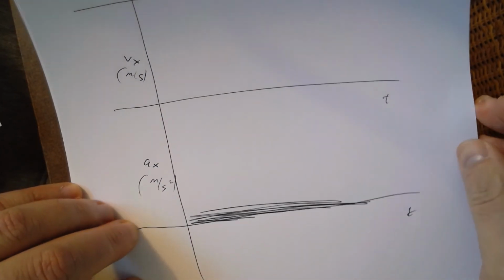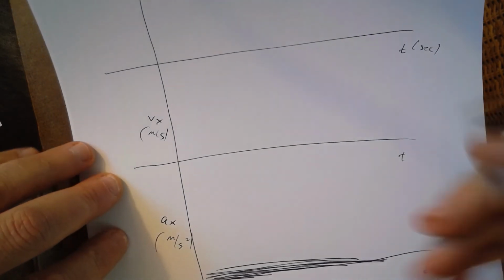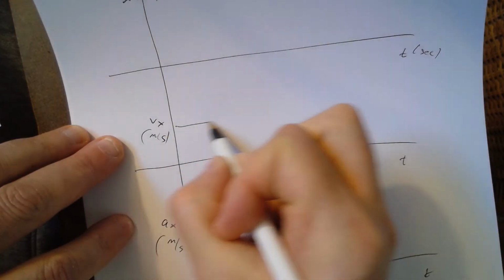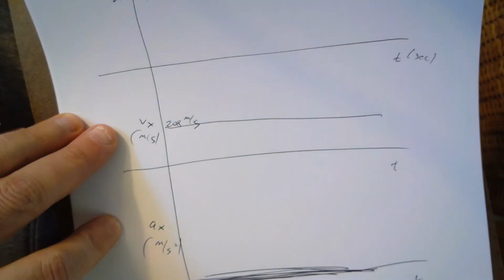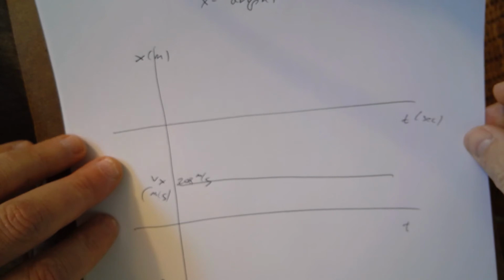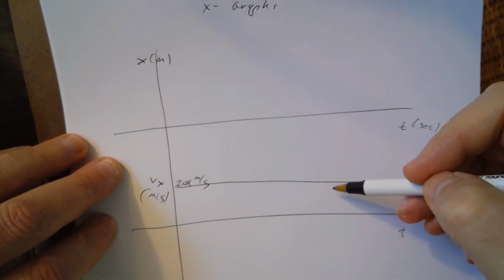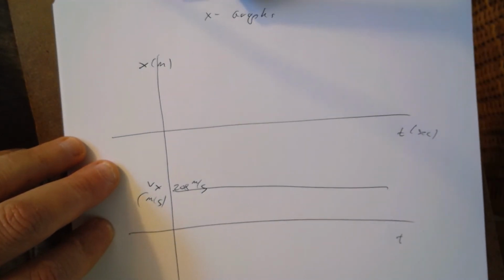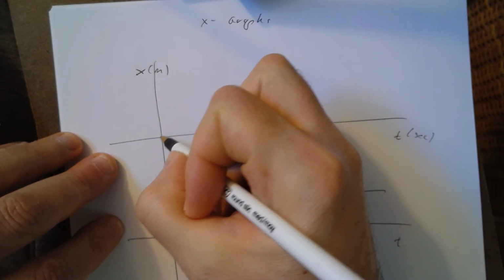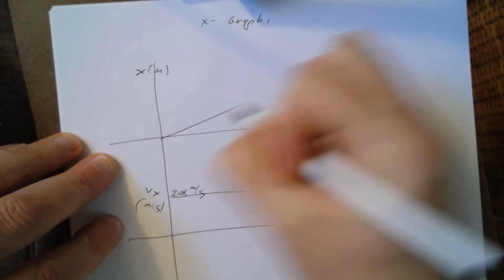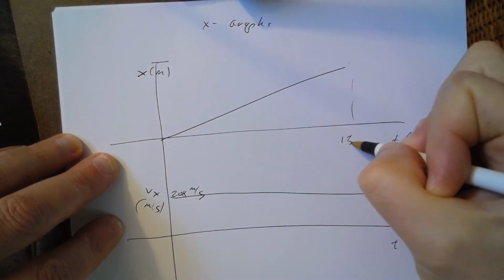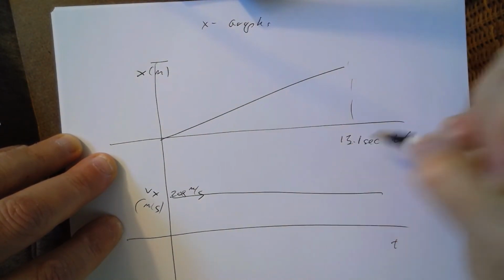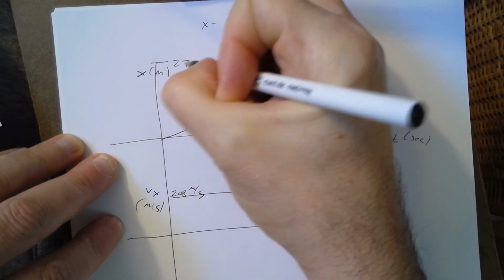The x velocity is constant at 208 meters per second. That's another easy graph to make. And then the x position graph must be linear. It must have a constant slope because the x velocity is constant. And so it'll start at x equals 0, and it will go to its final x position at the end of the problem, which is 13.1 seconds later. We said that would be 2,716 meters. So there's my x graphs.